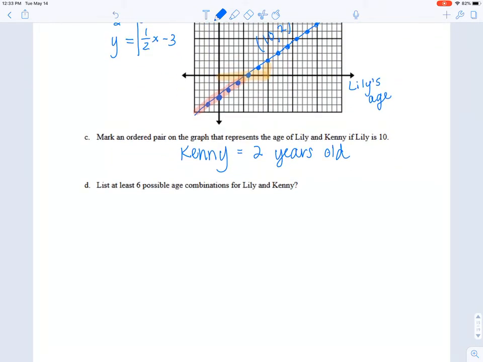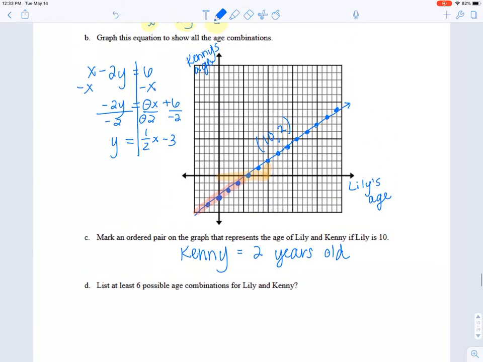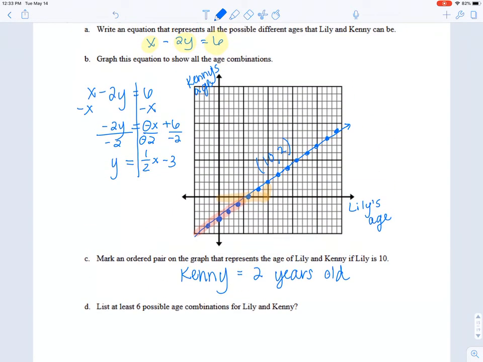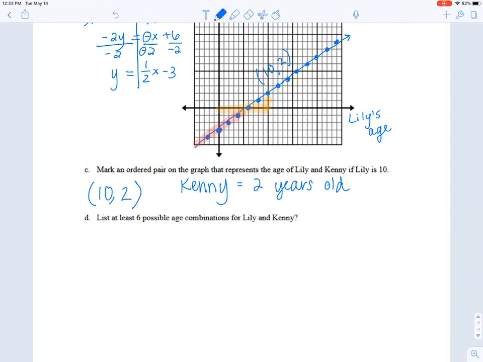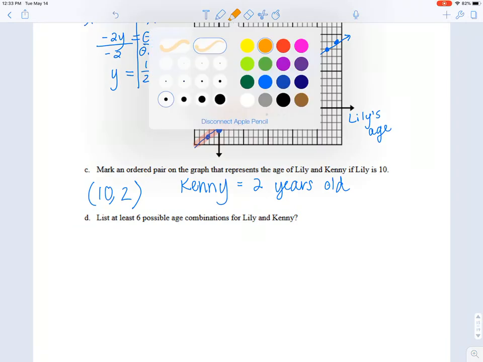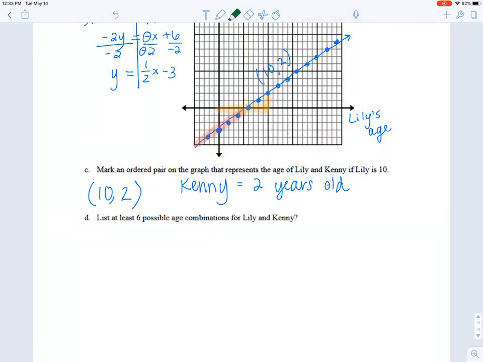Okay. We should also say it says mark an ordered pair, so make sure you marked this ordered pair like I did with the coordinate points. Might be helpful if we also wrote it down here, okay? List at least 6 possible age combinations for Lily and Kenny. There are so many, okay? You could pick any of them from here, here, here. We already talked about that one though. Here, here, here, okay? All of those age combinations work. So just list 6 of those, okay?